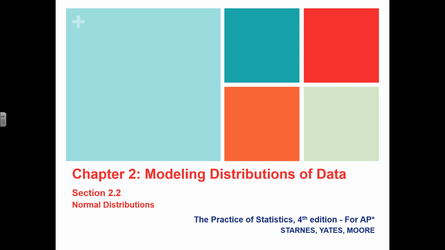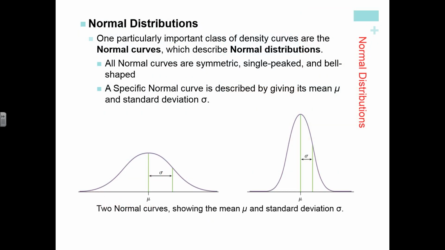Alright, so today we're doing Keeper 2.2, normal distributions. Basically, a normal distribution is simply a density curve. It's a density curve that we use quite frequently because it represents any of our distributions that are normal. Your normal curve looks just like a density curve. The only thing is it's symmetric, it has one peak, and it's bell-shaped.